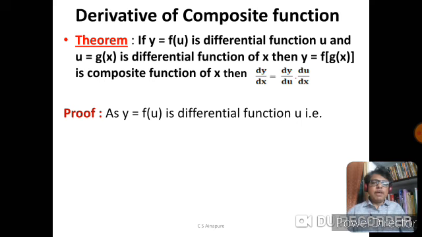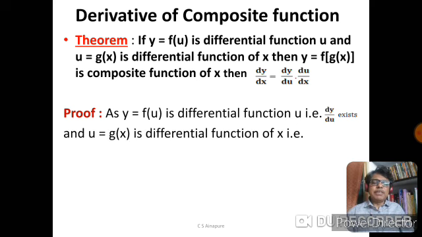Here it is given that y is equal to f of u is a differential function of u. So symbolically what does it mean? It means dy by du exists. Similarly, the second condition is given that u is equal to g of x is a differential function of x. That is, du by dx exists. So this is given in the statement.